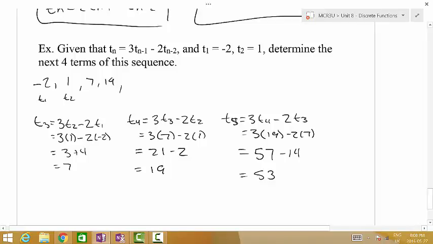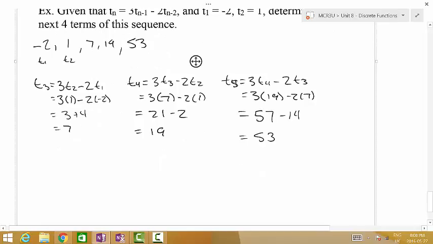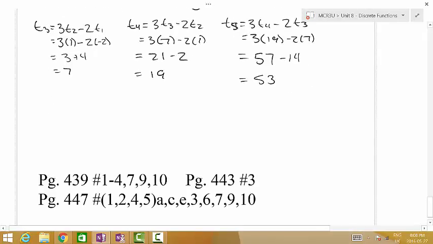It's asking for the next 4 terms. I'm going to stop there. So we get 53. So again, recursive formula, we're using the 2 previous terms to get the next one. The homework for this is listed there.